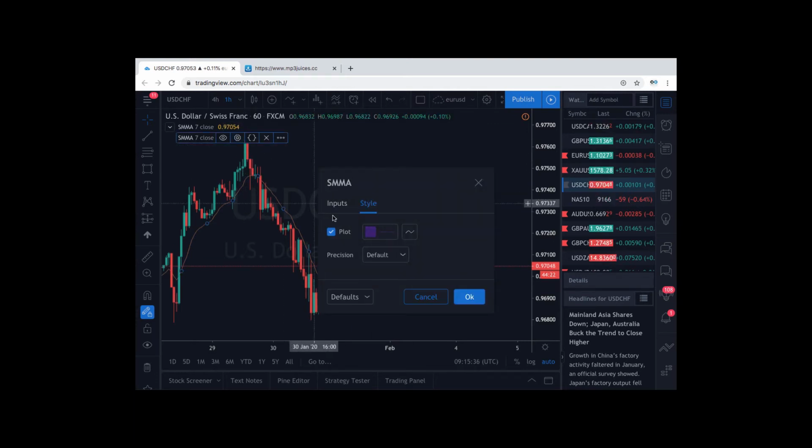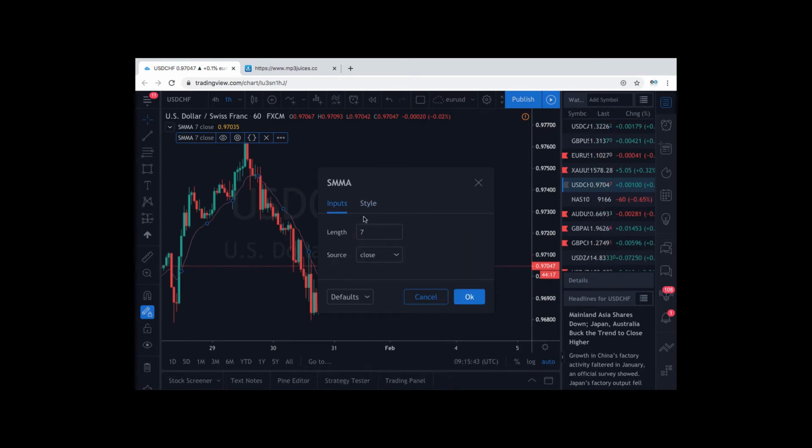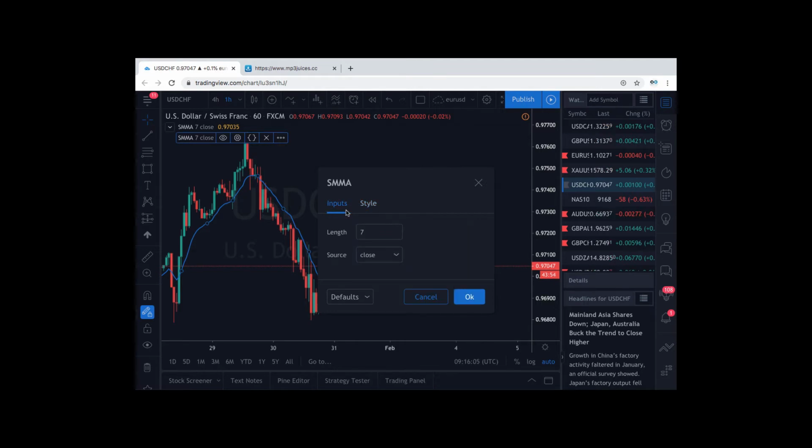So you have to go to the settings, choose the style, which is basically your color and everything. So I think I'll go with blue, this light blue here. And then change the thickness to the second one. You can also choose opacity, like how transparent you want it to look. I just put it on 100% so that it's very thick and visible.